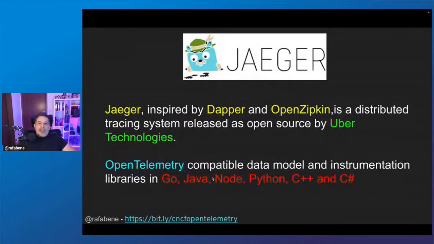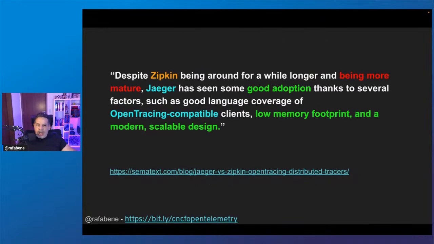Okay? Now, if OpenTelemetry is a specification, we need to have an implementation. And Jaeger is a tool that was open sourced by Uber, and it's used for distributed tracing. It's compatible with OpenTelemetry and can perform data model instrumentation. It contains instrumentation libraries for Go, Java, Node, Python, C, C++, C#. And how does Jaeger work?